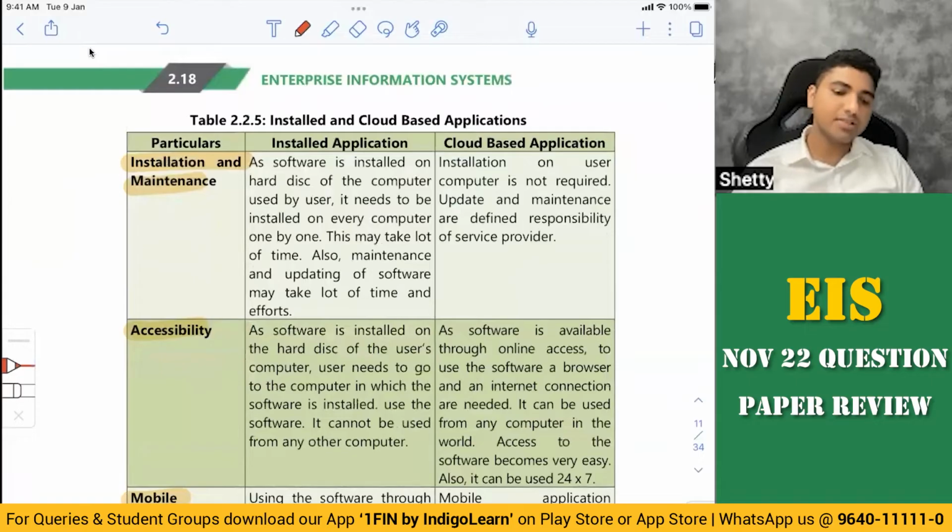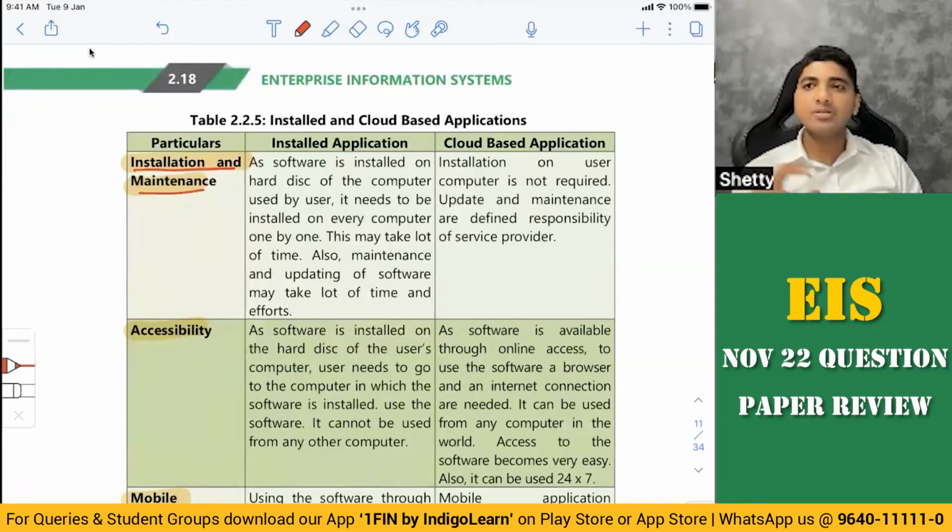The first advantage is installation and maintenance. Now, if it is an offline software or installed application, you have to purchase it. You have to install it in your computer, and you yourself have to maintain it. Now, when it comes to a cloud-based application, you don't have to install it, you don't have to maintain it.